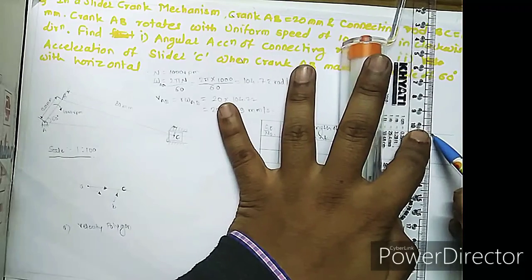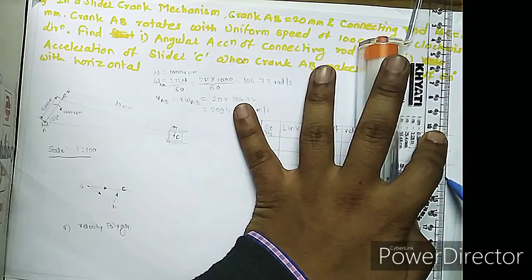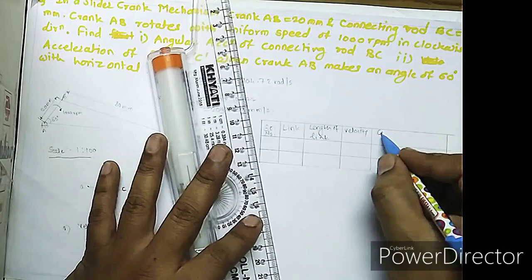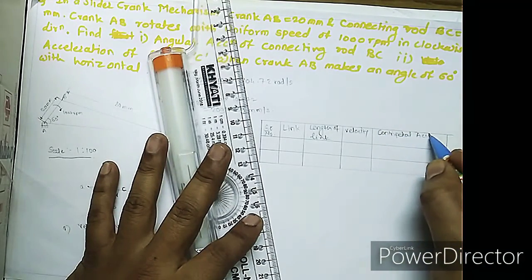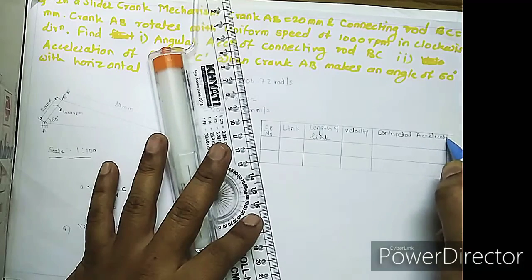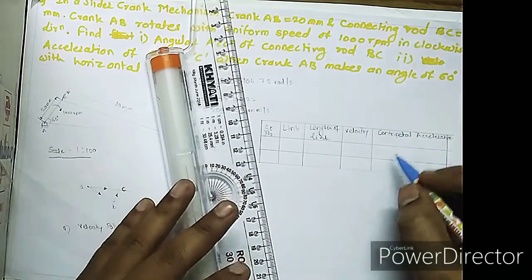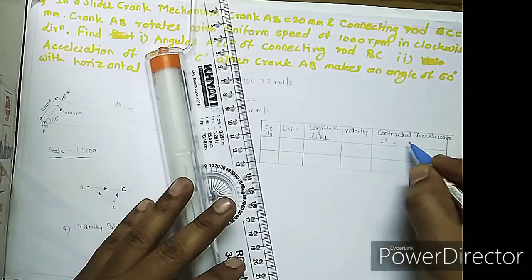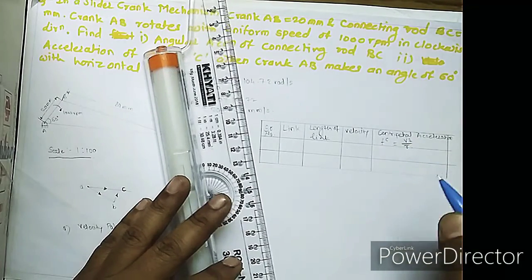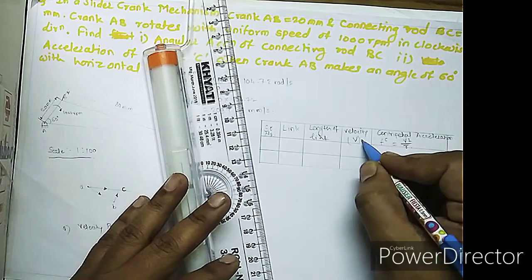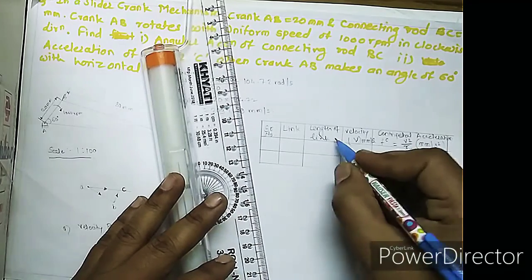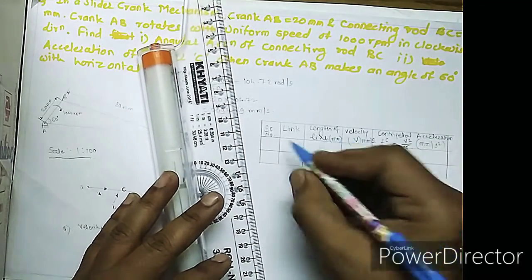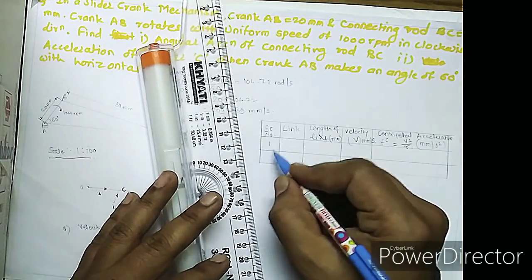Next column, acceleration, that is fc, centripetal acceleration. fc equal to v square upon r, v mm per second square, acceleration mm per second square, length of link in mm, link.